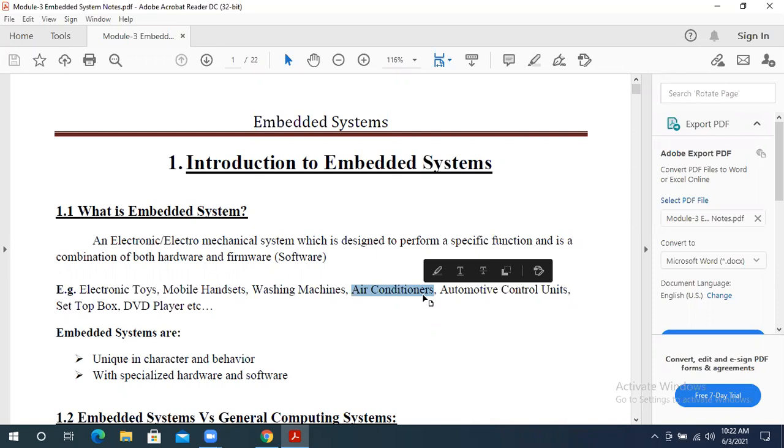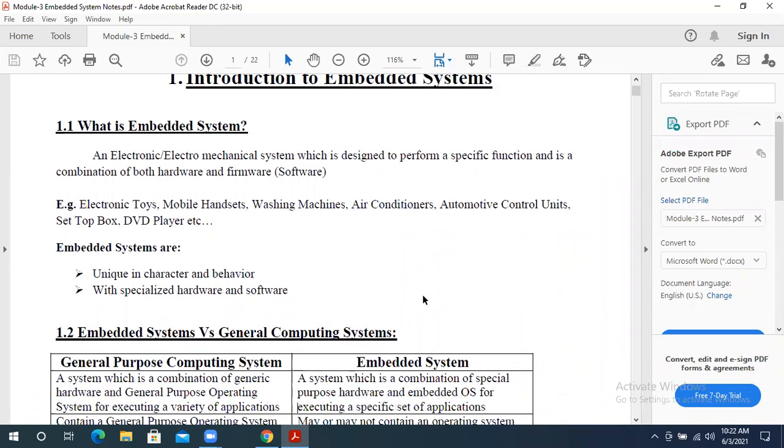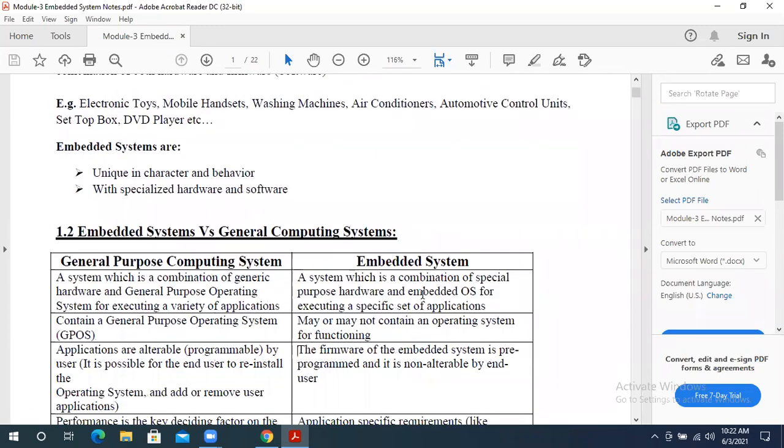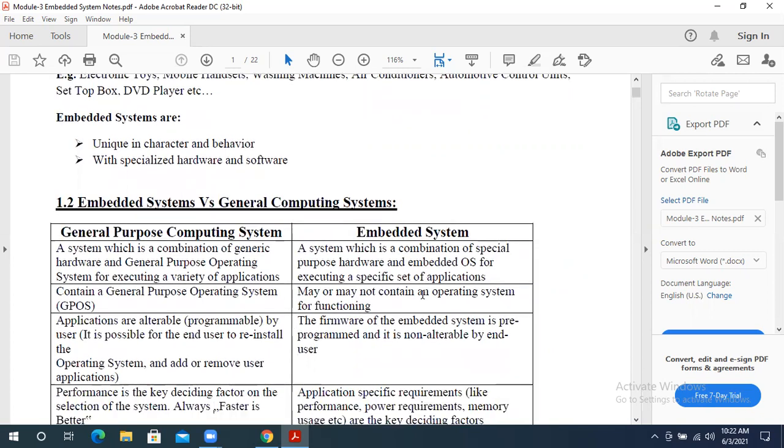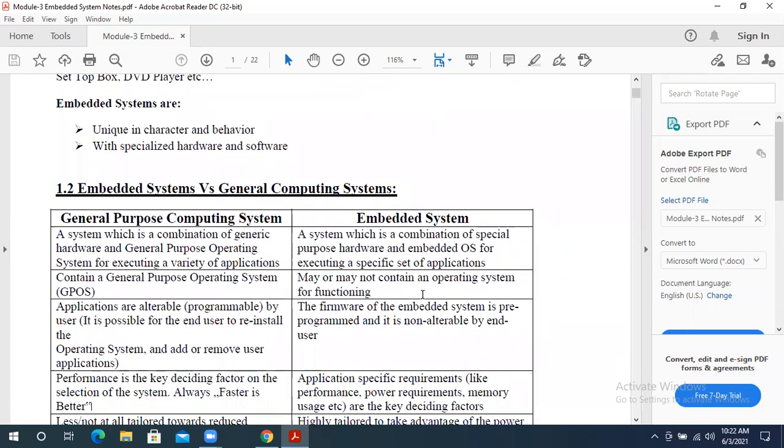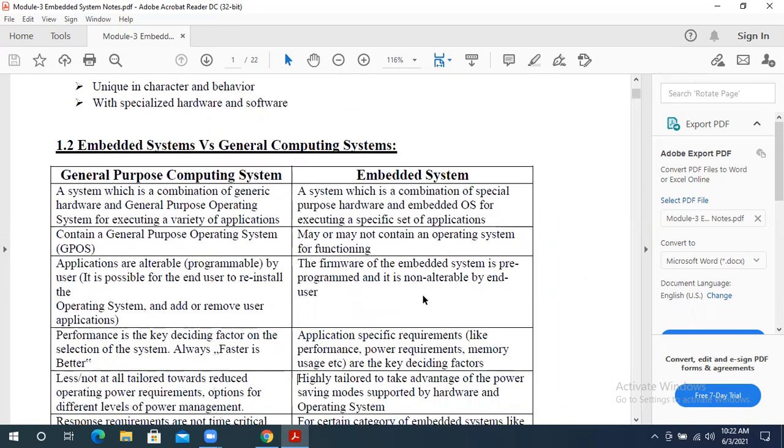The second point is we can have specialized hardware and software for the different devices which come from embedded systems here. Next, we are comparing our normal computers with embedded systems, and this topic is important from the exam point of view also, because sometimes they ask for the difference between normal computers and embedded systems here. So we'll see some differences here.